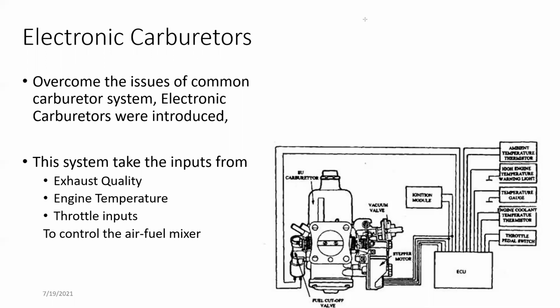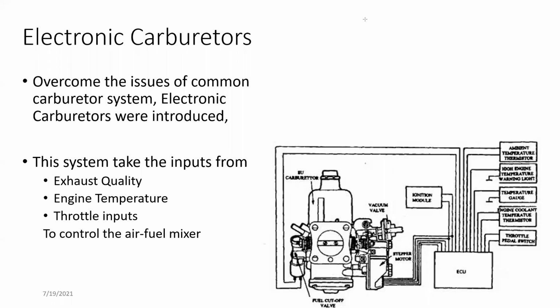So these are actually known as electronic carburetors. What it does is, these are in between electronic fuel injection and the normal carburetor method. They measure the exhaust, right? They measure the exhaust and control the fuel that goes into the combustion chamber. So how do they do it?